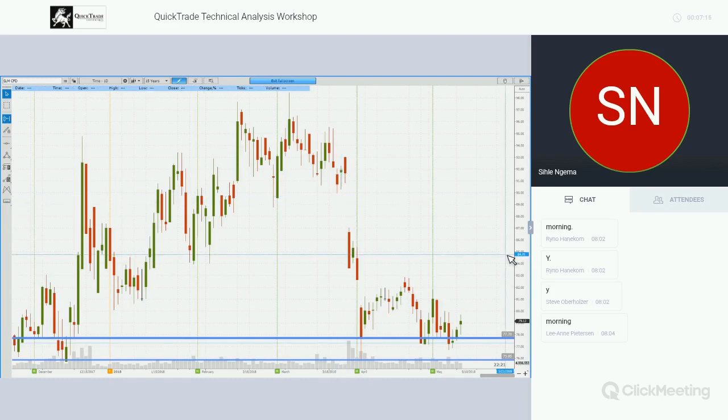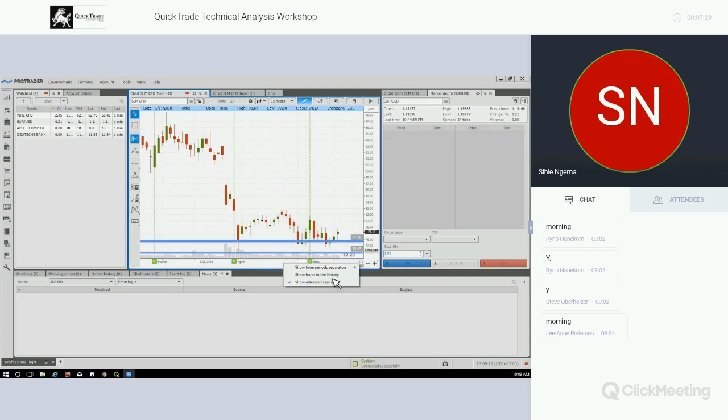Now, for those that do not have this particular indicator here, let me delete my indicator, so that I am better in a position to show you, and you can also follow me at the same time.